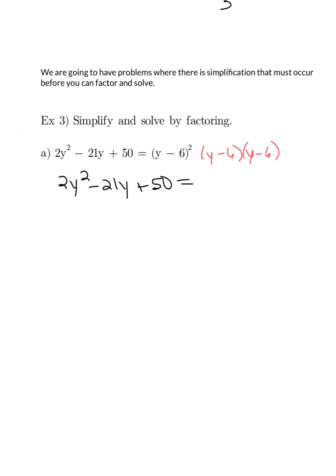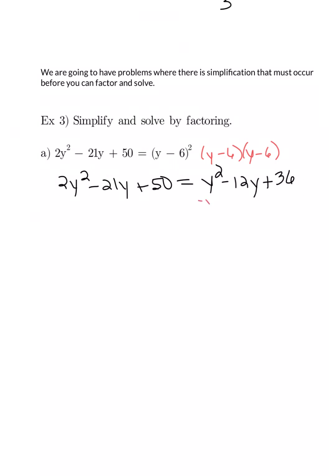Do the FOIL on y minus 6 times y minus 6. You're going to get y squared minus 12y plus 36. Well, now the problem is this is not equal to 0 for us to be able to solve this. So we are going to take all the terms on the right side and move them to the left side. I'm choosing to do this because my y squared is smaller than 2y squared, and I want my squared term to be positive if at all possible.